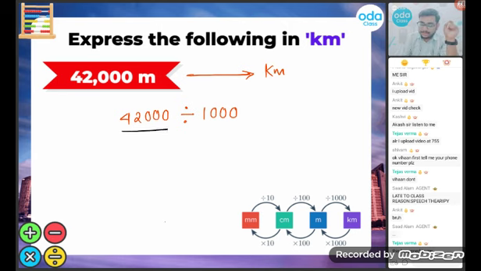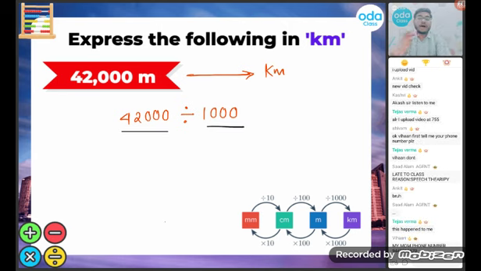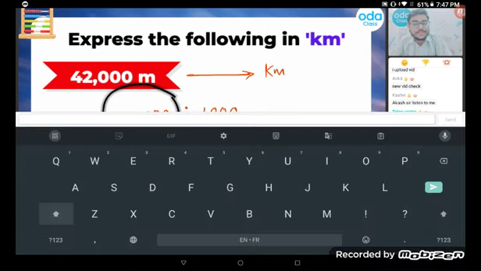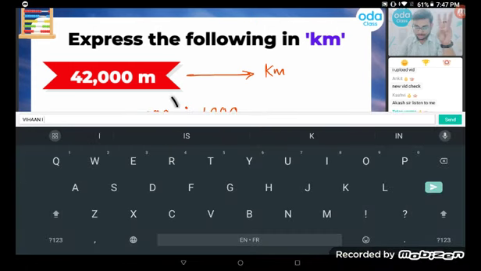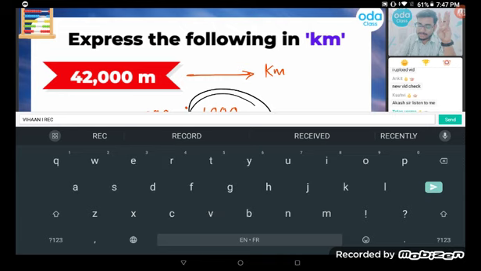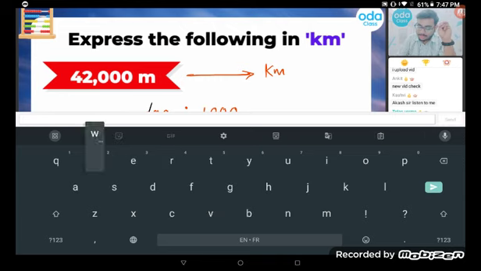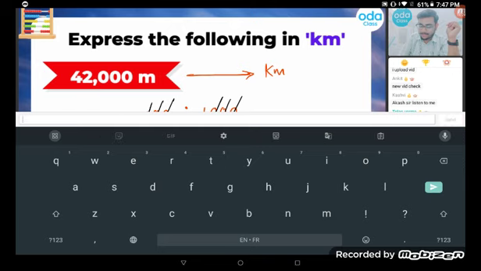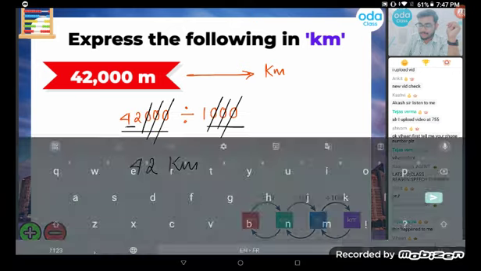Now one thing is very important. Students, you have to check the zeros on this side and this side. How many zeros are there on this side? 3 zeros. Very good. This side, how many zeros? 3 zeros. Now cancel one zero, cancel the second zero, cancel the third zero. So what is the answer? Answer will be 42. Understood?